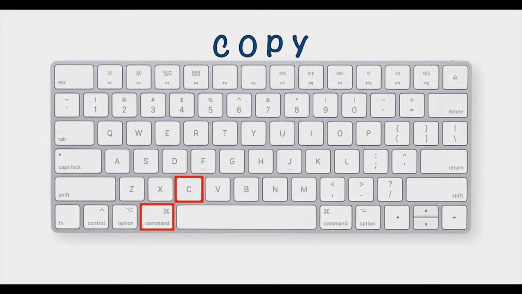To copy text or an image or a file or anything that you want to copy, press Command and then the letter C. Now to paste whatever you just copied, press Command and then the letter V. To be able to cut something, you press Command and then the letter X.